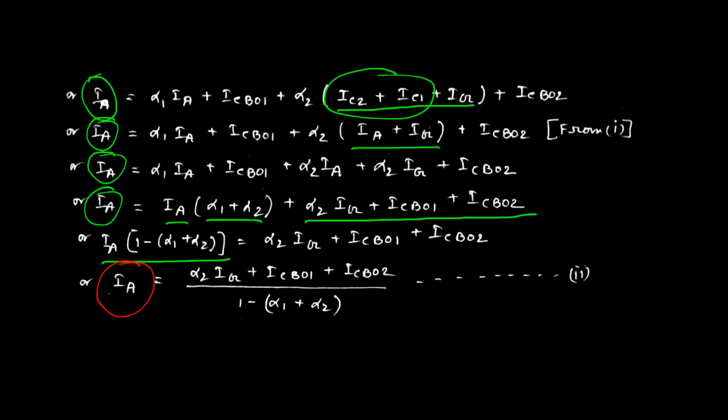Our approach is we should take care of this particular current, that is IA. If IA starts flowing, that means the device is under on state. That can be possible by using this equation if alpha 1 plus alpha 2 approaches near to 1. If alpha 1 and alpha 2 increase, the device will be under latching condition or on state. So let me discuss this in brief.